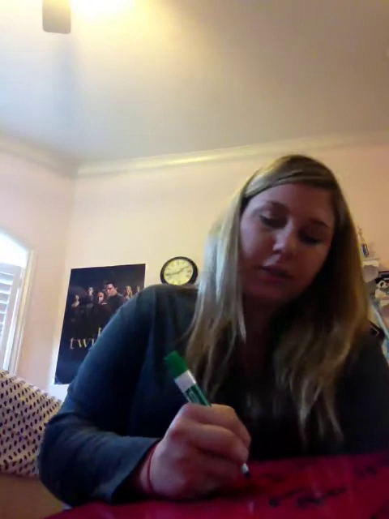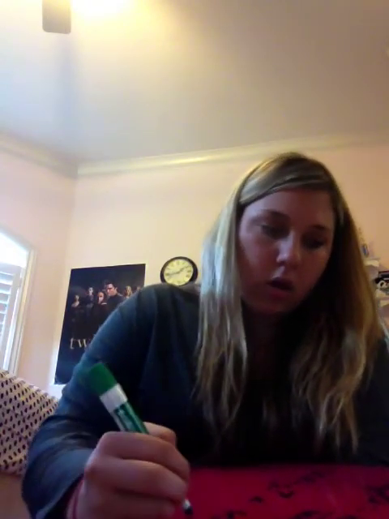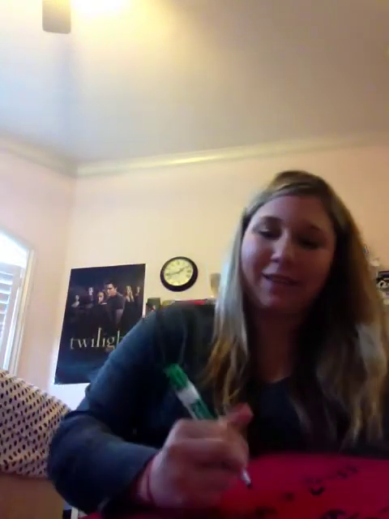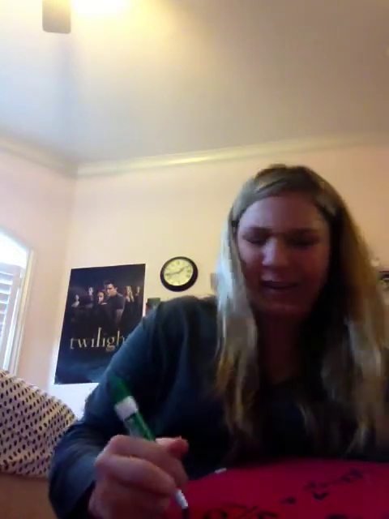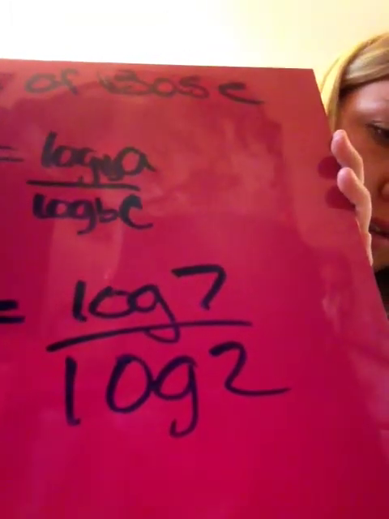you get, according to the formula, log 7 over log 2. Excuse me, it's definitely log 7 over log 2. I don't know what I was thinking. Yes, it looks like that. See? Log 7 over log 2. So, that was the change of base formula.